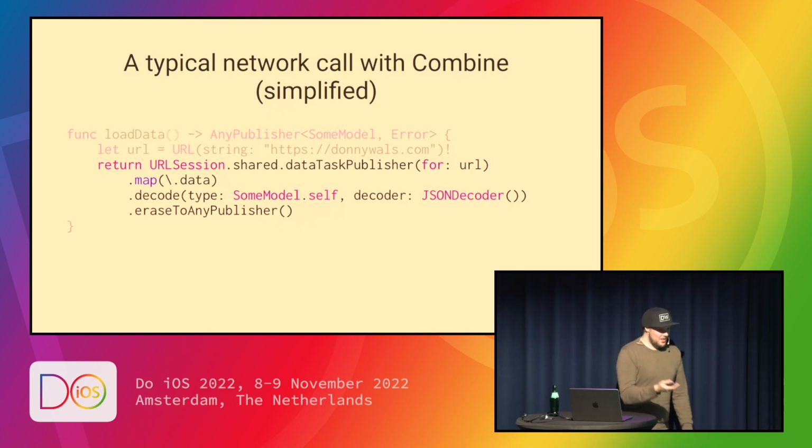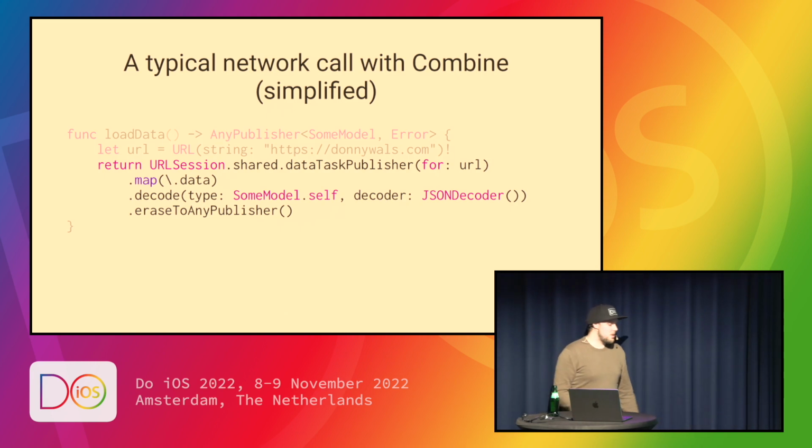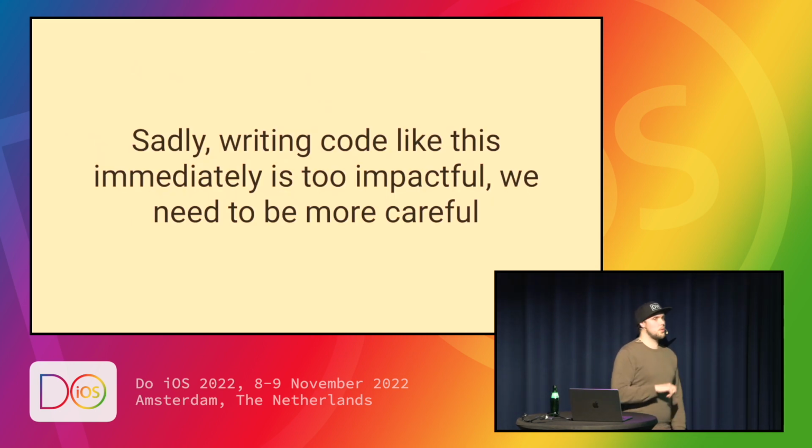But this is nice. This is really cool. This is the exact same thing as the code we saw before. It's a lot shorter, but doing this immediately is way too impactful because we basically threw out our old code and we replaced it with combine, which means that everything that calls this load data function in our app has to update to be combine compatible, which will eventually spiral into us rewriting the whole app and not delivering anything for months.